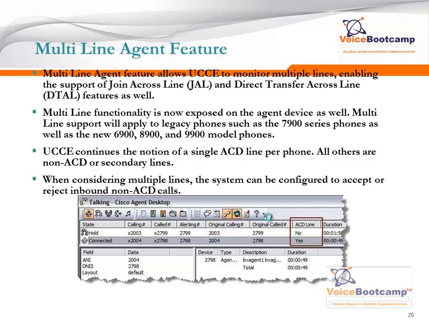When considering multiple lines, the system can be configured to accept or reject inbound non-ACD calls. So basically what's going to happen is you have line 1 and line 2 on a phone. One of the lines is ACD controlled, meaning that the ACD is monitoring that line, but it's not monitoring the second line. So there are multiple things that you can do. You can either reject any inbound call on that particular line, or you can use that line to make an outbound call, or you can join calls on both lines, which is called join across line.